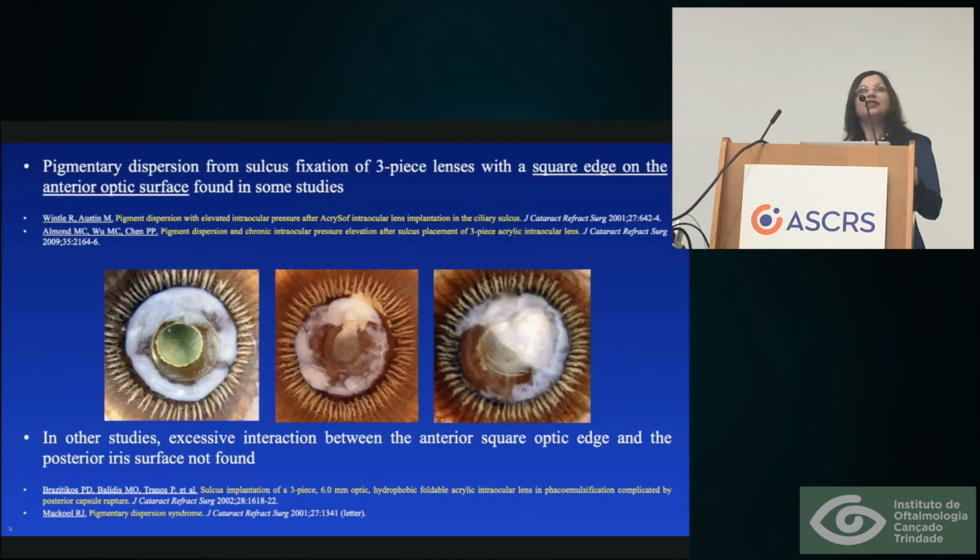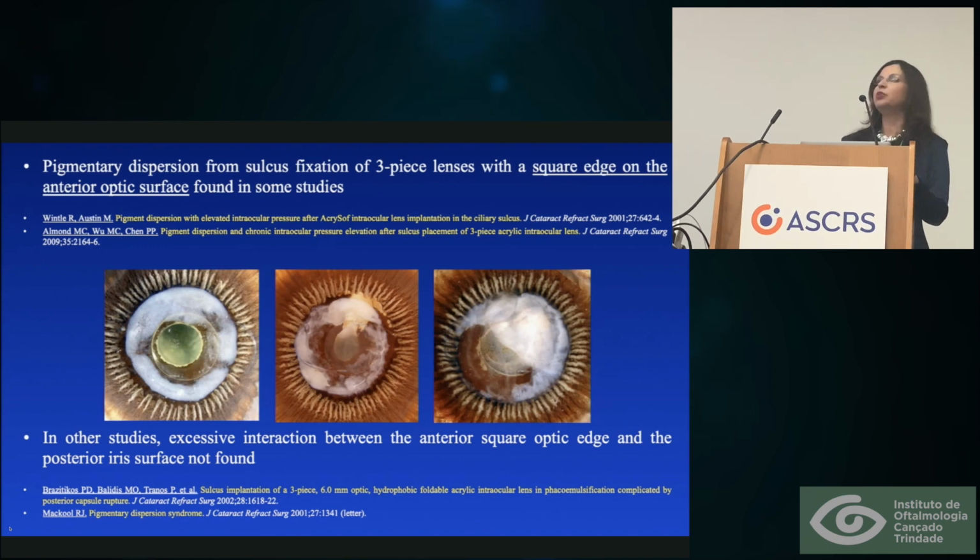So there are some studies also showing pigmentary dispersion from sulcus fixation of three-piece lenses with a square edge on the anterior optic surface, and this is observed not only in cases of piggyback implantation, but sometimes also in primary sulcus fixation of these intraocular lenses. But there are some studies where this excessive interaction between the anterior square optic edge and the posterior iris surface was not really found, just a transient pigmentary dispersion.